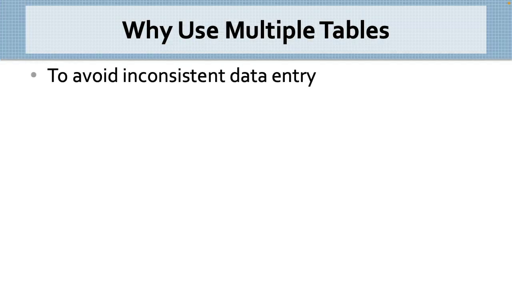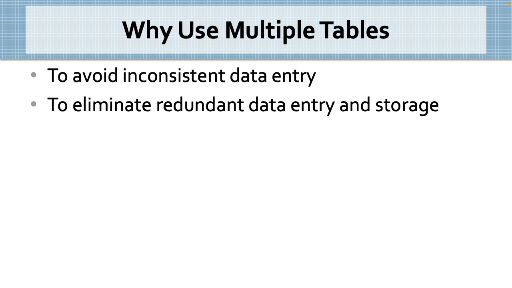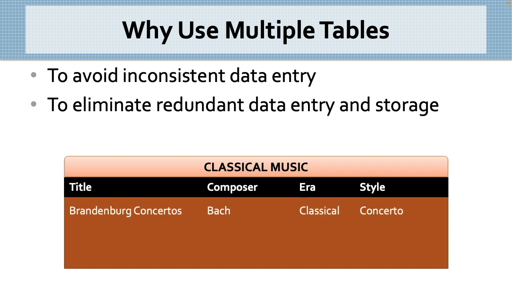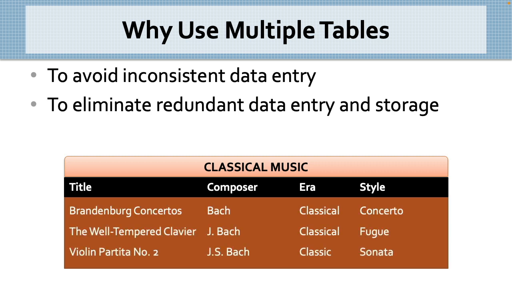We use multiple tables to avoid inconsistent data entry and to eliminate redundant data entry and storage. Let's look at our classical music compositions table again, this time with only records of some of Bach's compositions. Notice the inconsistent data entry. In the composer field, we have 3 different renditions of his name, which to a database looks like 3 different composers. In the era field, we have 2 different entries for the classical era. There were obviously no restrictions on what users were allowed to enter in these fields, and as a result, we get inconsistency, which will cause trouble when we try to search or report on this data.